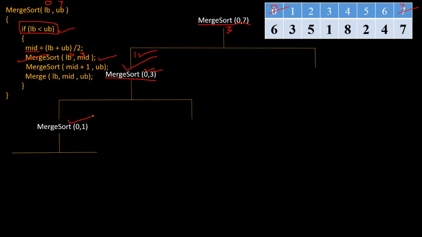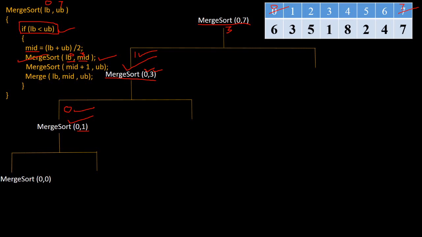Then this will again call the left function, which is 0 comma 0. Why this 0 comma 0? Because when it is 0 comma 1, at that time the mid value is 0, and LB is always 0 with mid. The new value of mid is 0. Hence the 0 comma 0 function will be called here.